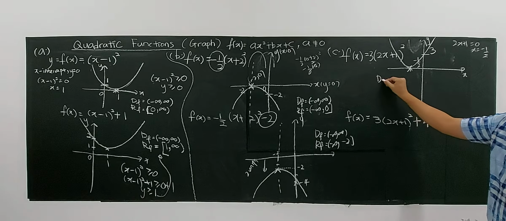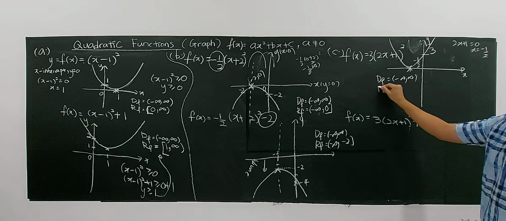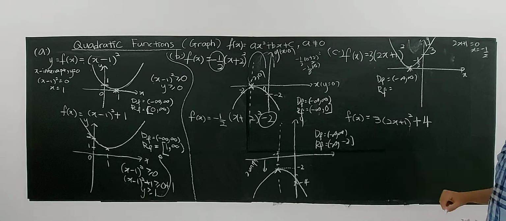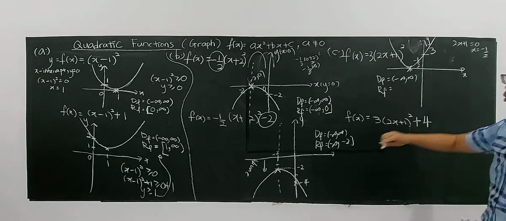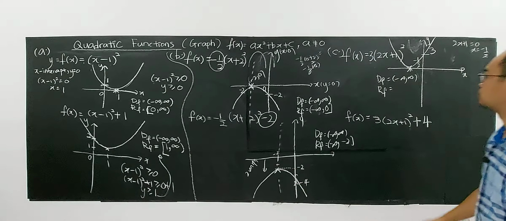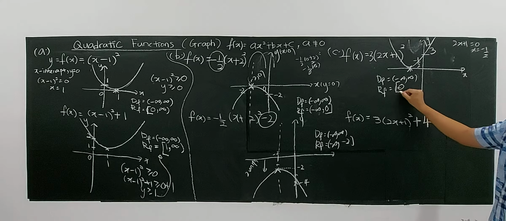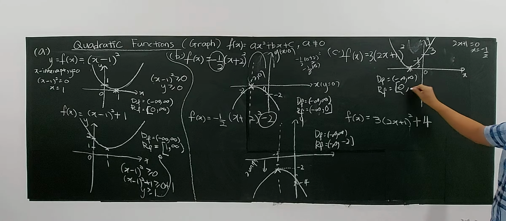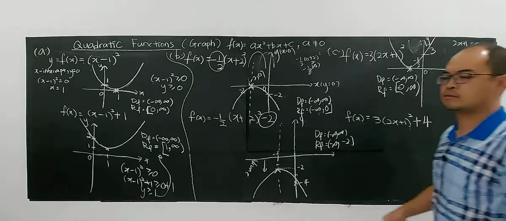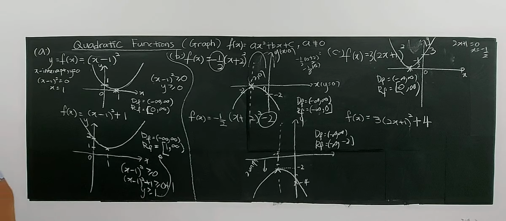Again, the domain will be negative infinity to infinity. The range that you should consider will be the minimum. Open upwards, you have a minimum. Open downwards, you have a maximum. So the range is from 0, including 0, the y value, up to infinity.